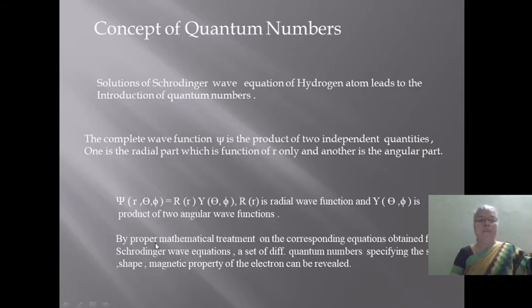By proper mathematical treatment of the corresponding equations obtained from the Schrödinger wave equation, we get a set of different quantum numbers specifying the size, shape, and magnetic property of the electron. This is the concept of quantum numbers. In short, quantum numbers are a set of numbers which specify the size, shape, and magnetic properties of the electron.